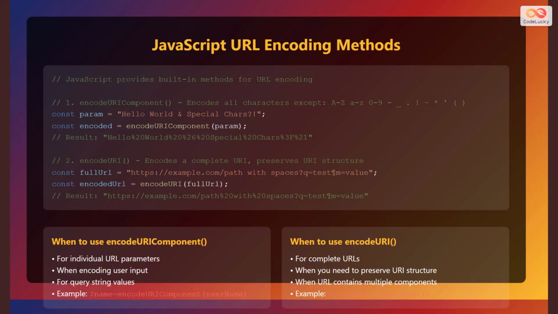The second method is encodeURI. This function encodes a complete URI and preserves the URI structure. For example, if you have a full URL like https://example.com/path with spaces?q=test&perm=value', the encoded URL would be https://example.com/path%20with%20spaces?q=test&perm=value%27.